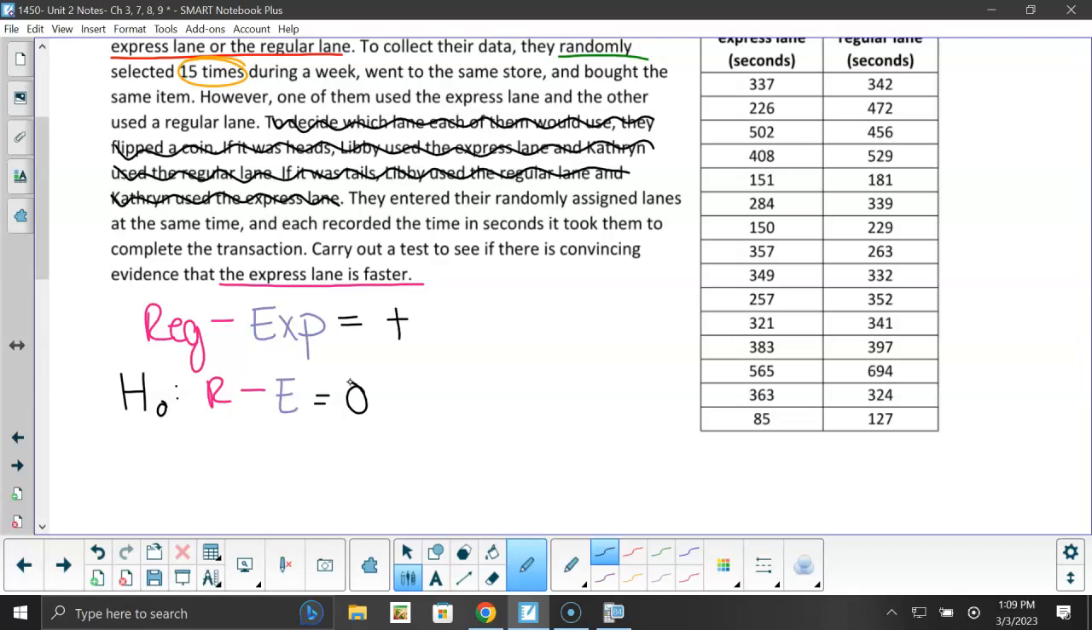Yeah, they're the same. There's no difference between the regular lane or the express lane. They have lied to you. All right. Alternative, because I want it to be positive. Yep, regular minus express is going to be greater than 0, because that leaves it as a positive.